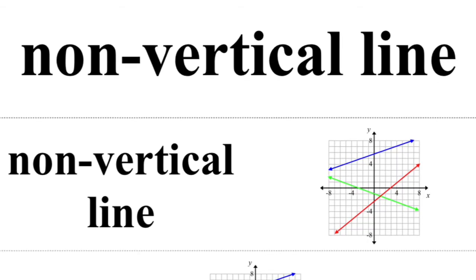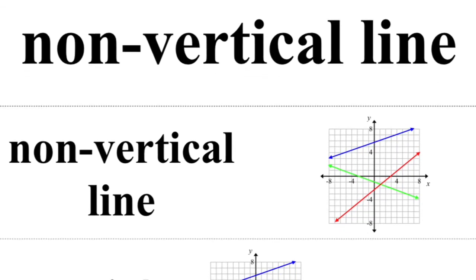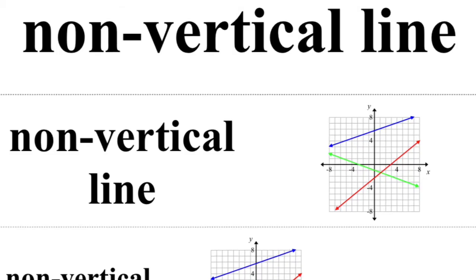Vertical means perfectly up and down, so a non-vertical line is a line that's not perfectly up and down.